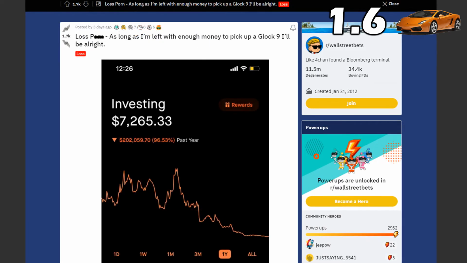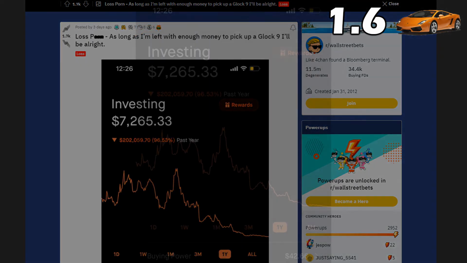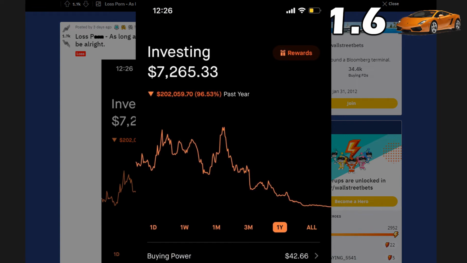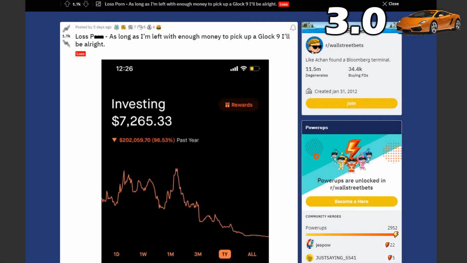Next, we have a huge loss by Papa Longstroke 69, who is down 96% for a total loss of $202,059.70 in the past year. He's left with just $7,000. Although, as long as he is left with enough money to pick up a Glock 9, he will be alright. His words, not mine. Hopefully, he won't have to use that 10k to buy a Glock 9 though.